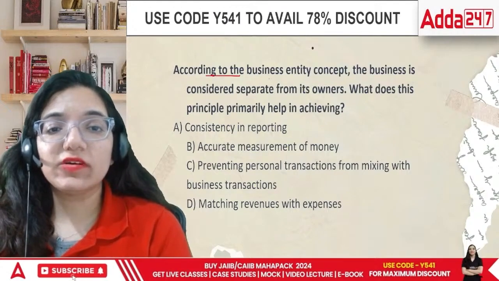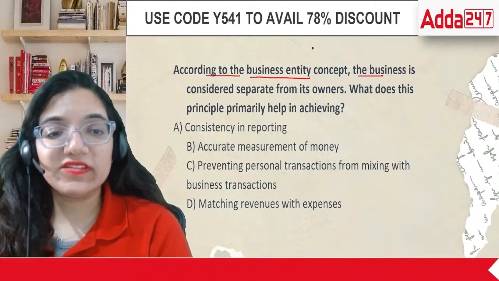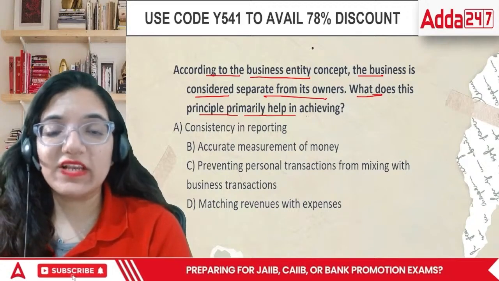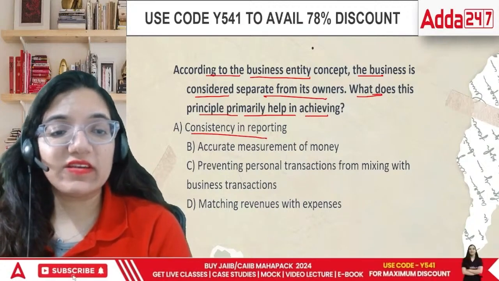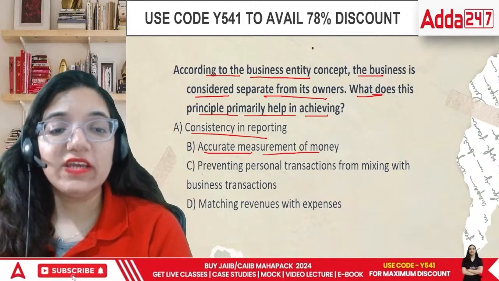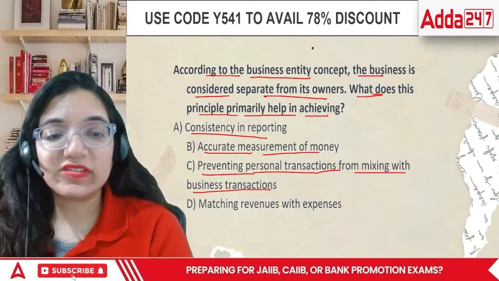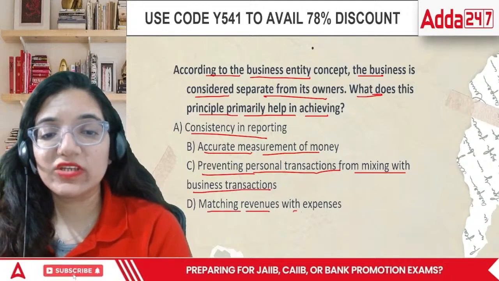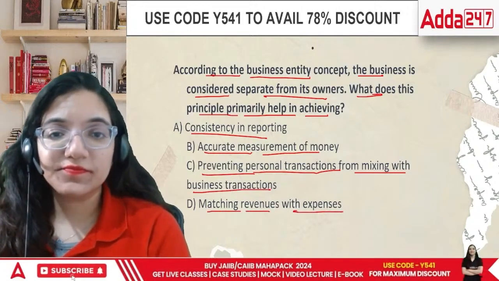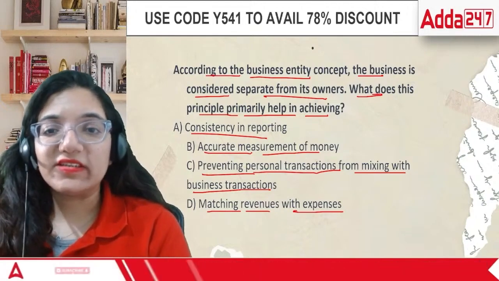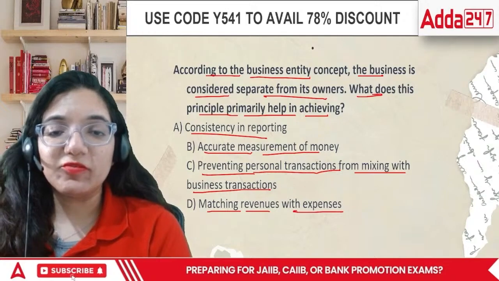Next, according to the business entity concept, the business is considered separate from its owners. What does the principle primarily help in achieving? Consistency in reporting, accurate measurement of money, preventing personal transactions from mixing with the business transactions, or matching revenues with expenses. According to the business entity concept, business is considered separate from owners.